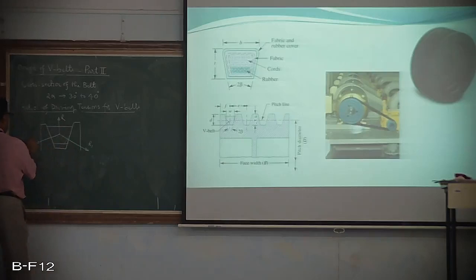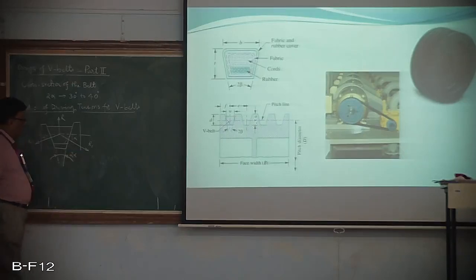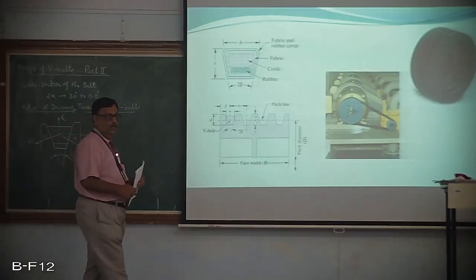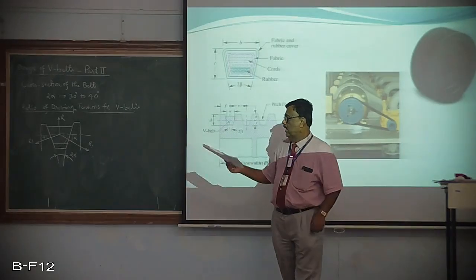These are called R1 and R1. If you look at this angle, this is going to be alpha, and this particular angle is the groove angle, which is called 2 alpha or 2 beta, depending upon the nomenclature. Some books refer to it as 2 beta, and some people call it 2 alpha. That is called the groove angle.